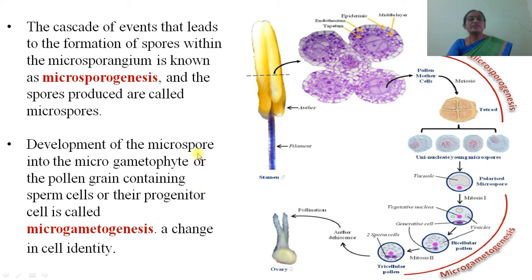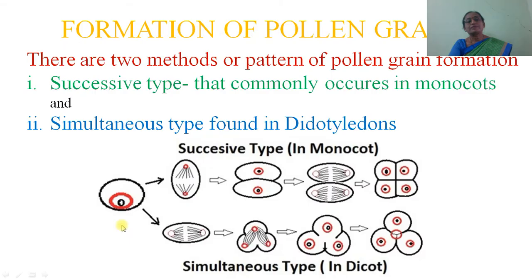The cascade of events that leads to the formation of spores within the microsporangium is known as microsporogenesis, and the spores produced are called microspores. Development of the microspore into the microgametophyte or the pollen grain containing sperm cells or their progenitor cells is called microgametogenesis, a change in the cell identity. Then formation of pollen grains.